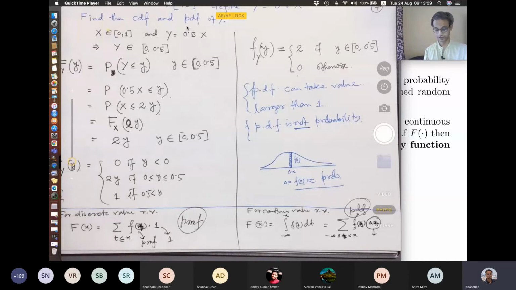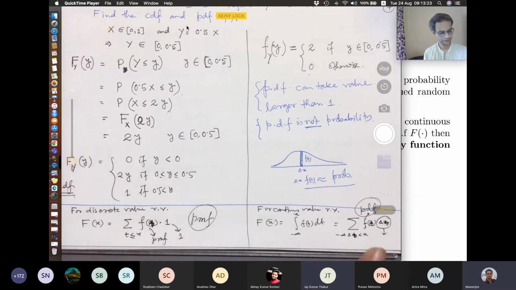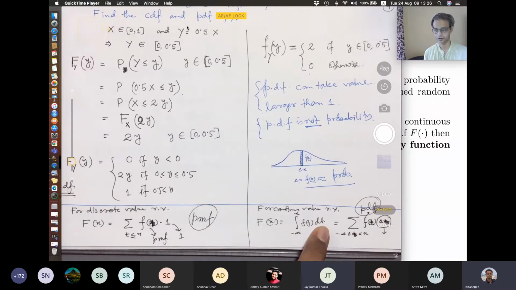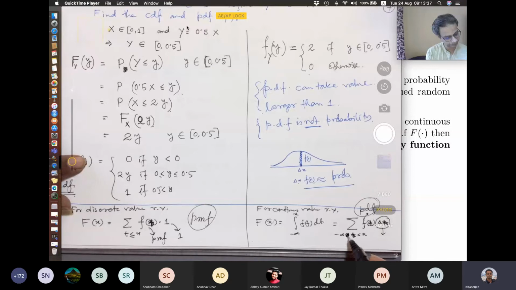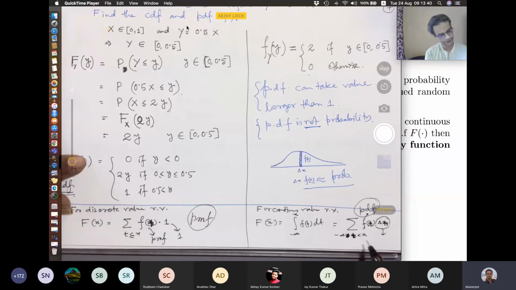If you have any query, let it clarify, because we are entering something new. Sir, in the very last formula, shouldn't t be running from minus infinity to x? Yes, correct, t running from minus infinity. Anything else?